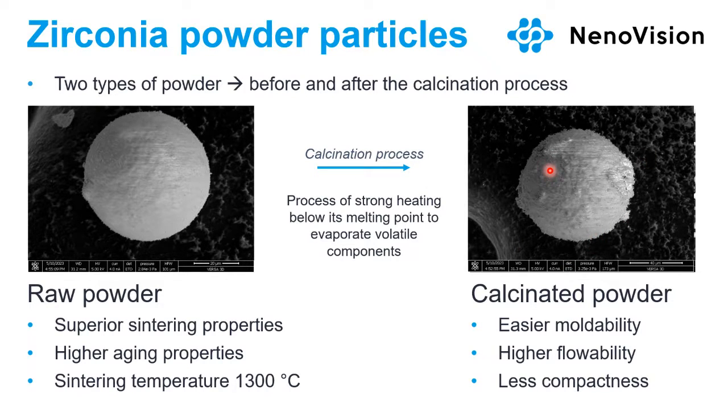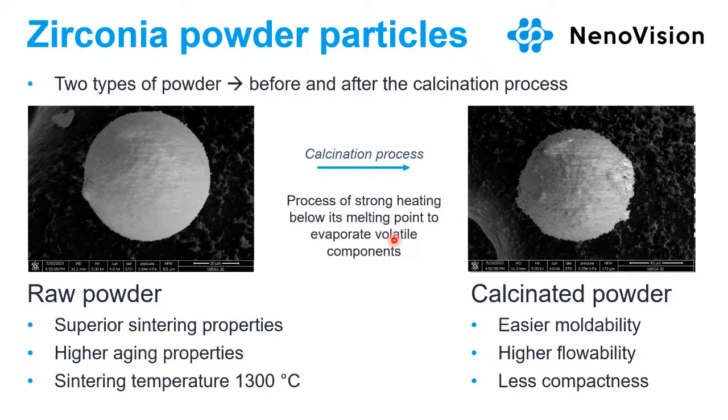And what is the calcination process? It's a process of strong heat below the melting point, which evaporates the volatile components. So in this case, as the sintering temperature is over 1,000 degrees, the calcination process was done at approximately 600 Celsius.